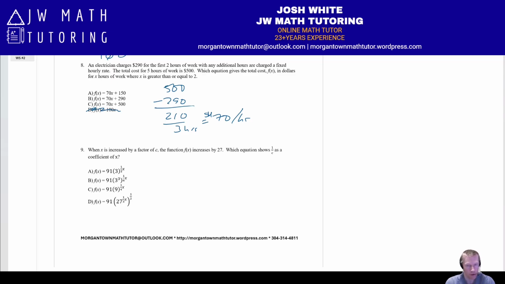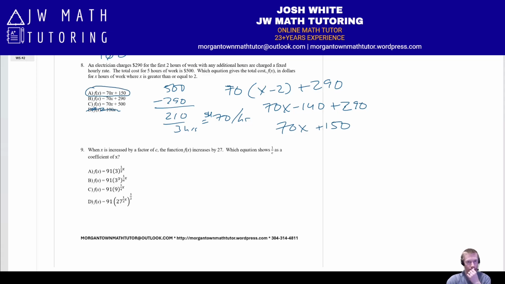So now, when you set up the actual equation, it's going to look like $70. Now, it's x hours of work, but what you actually plug in is x minus 2, because the first 2 hours are already accounted for in the 290 that I add on the end here. So this is the original equation you set up. Then when you simplify it, distribute the 70, it then becomes 70x plus 150. And so the correct answer becomes letter A.